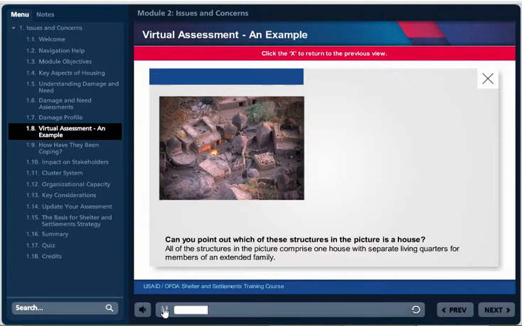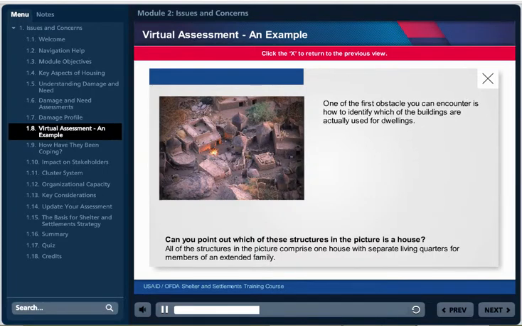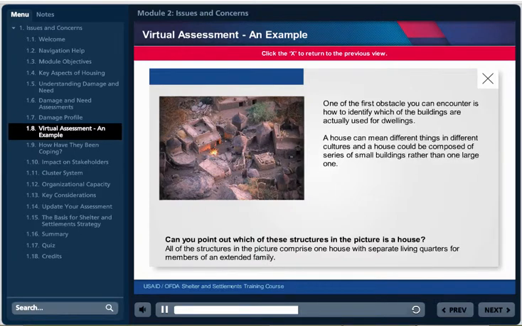All of the structures in the picture comprise one house with separate living quarters for members of an extended family. One of the first obstacles you can encounter is how to identify which of the buildings are actually used for dwellings. A house can mean different things in different cultures, and a house could be composed of a series of small buildings rather than one large one.